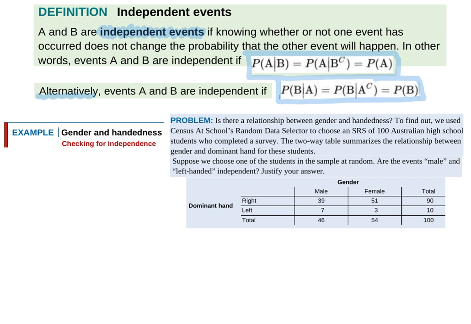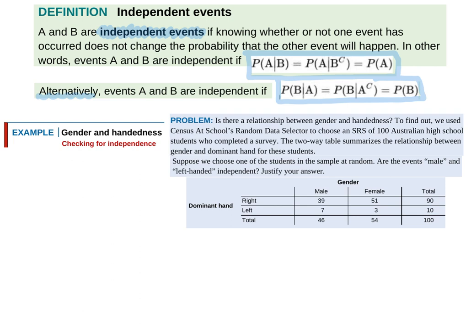So this one is called gender and handedness. Fair warning, they're both binaries, just male and female and right and left-handed. Sorry. But here's what we know. Is there a relationship between gender and handedness? To find out, we use Census at School's random data selector to choose an SRS of 100 Australian high school students who completed a survey. The two-way table summarizes the relationship between gender and dominant hand for those students. Suppose we choose one of the students in the sample at random. Are the events male and left-handed independent?